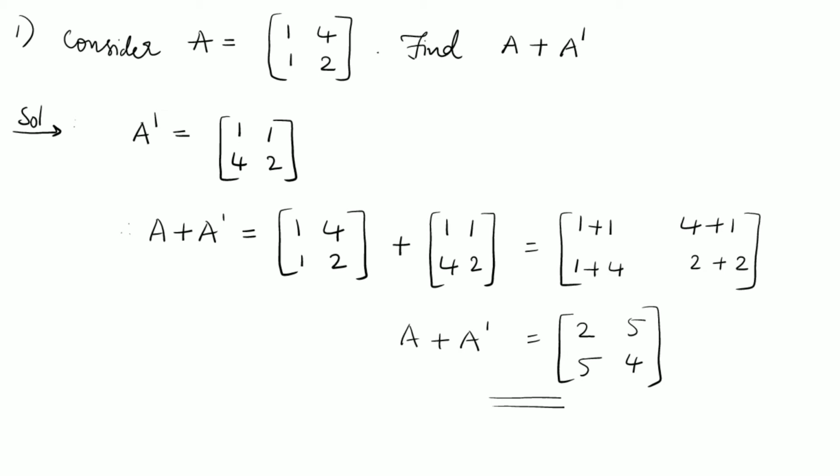is equal to 1 4 1 2 plus matrix 1 1 4 2. So here addition of the matrix takes place. 1 plus 1 is 2, 4 plus 1 is 5, 1 plus 4 is 5 and 2 plus 2 is 4. So here you got the matrix as 2 5 5 4. So that is the answer for this question.